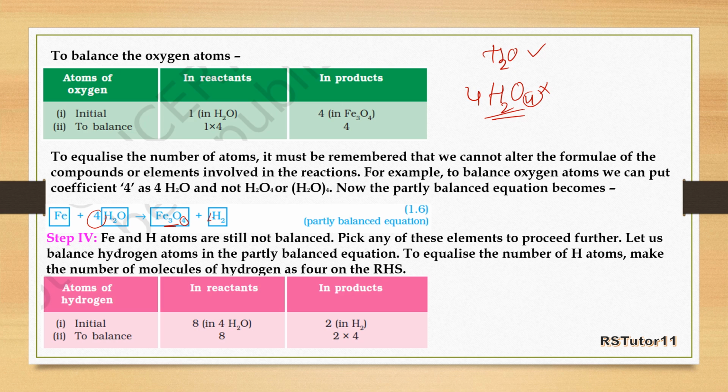Initially it was 4H2O, because we balanced it here, so it is now 4H2O. This is the reactant and this is the product; again, don't get confused. And in the products it is 2. So how are you going to balance? 4 2s are 8, so you have to write 4 also here. 4 2s are 8.